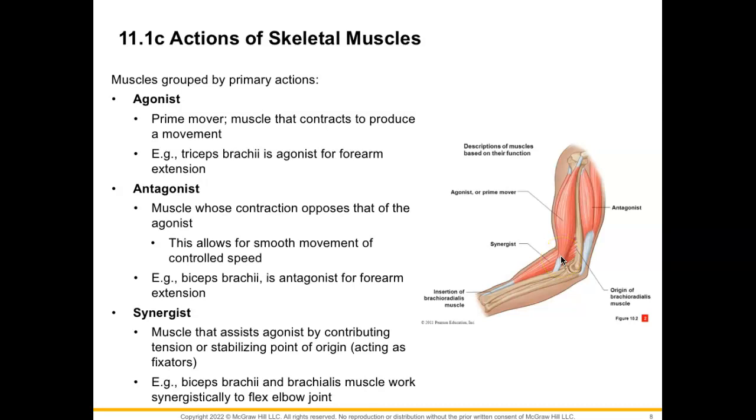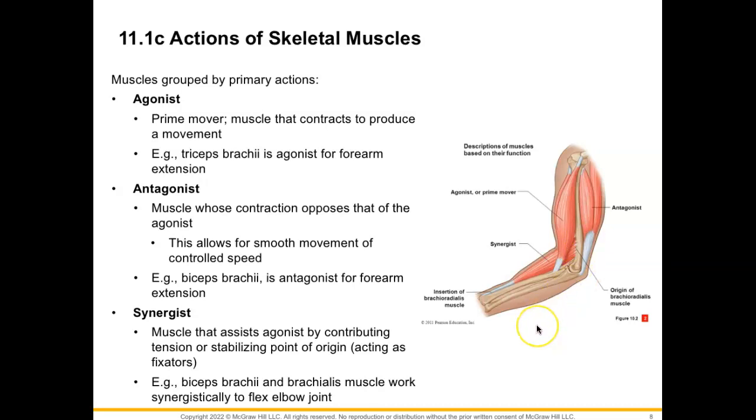And when we need to extend our forearm, we are going to utilize and have our prime mover be our triceps brachii over here. So when the triceps contracts and causes extension of the forearm at the elbow, then it too can be an agonist. So the agonist really just depends on what movement is taking place and what muscle is causing that action to take place.